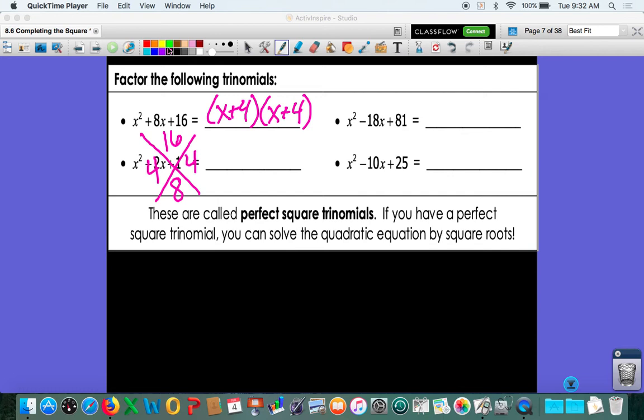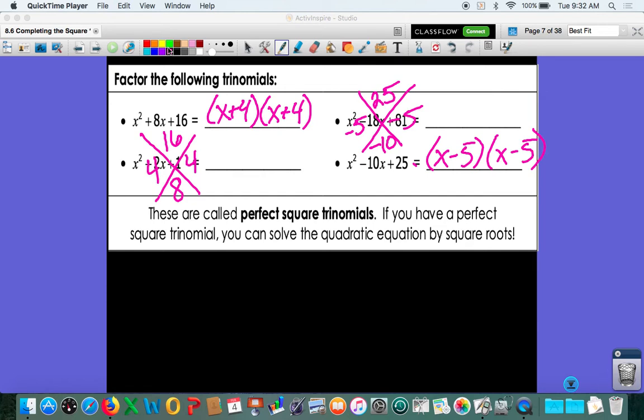The second one that we're going to do is number 4 down here. Okay, so no GCF, so go straight to my x. On the top of my x, I will put a 25. On the bottom, I will put a negative 10. Factors of 25 that add to negative 10, well, that's negative 5 and negative 5. So my binomials will be x minus 5 and x minus 5.